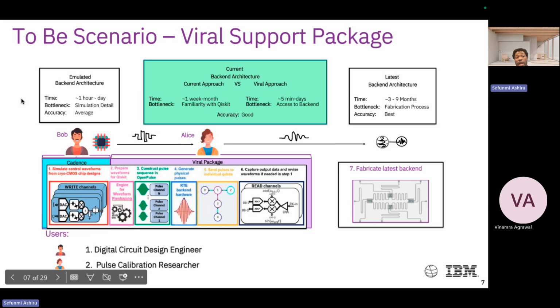So the goal for Viral is to not replace this process at all, but rather support this process by providing functionality that speeds up a lot of the actions that are already being taken, allows Bob to be able to do calibrations without really needing to talk to Alice, and allows Alice to experiment with different styles of calibration so that she can improve the calibration process used. And Viral would help take this from a 1 week to a month process to 5 minutes to a day, roughly, with the new bottleneck just being access to backend.